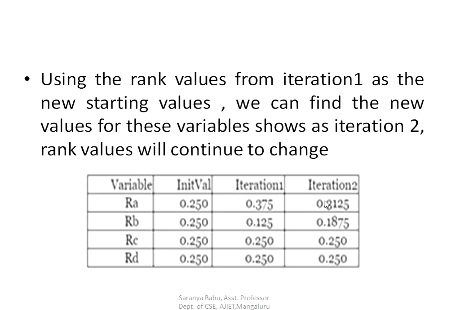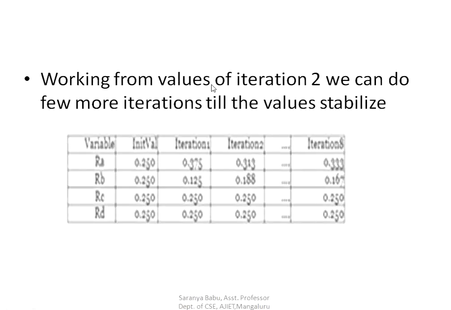Clear? So next iteration values you might get as RA is so much, RB is so much, RC is so much, RD is so much. Now for the next iteration you will consider these values. You will substitute in those equations, that is RA, RB, RC, RD. When you calculate you will get this set of values. Understood how we are doing? So working from values of iteration 2 we can do a few more iterations till the values stabilize. Okay, until you get a stabilized value. Here we have shown iteration 8: 0.33, 0.167, 0.250, 0.250. If there is no much change further, you can stop there.